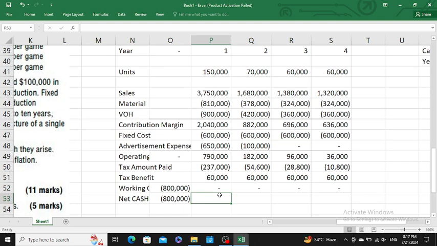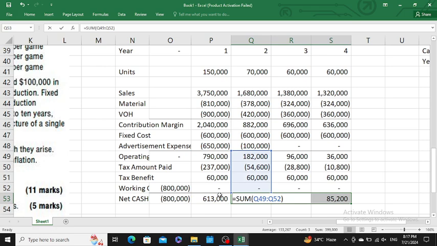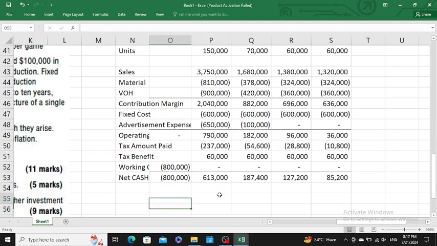Our net cash flows are 8 lakh for the first year, 6 lakh 13,000 for the second, and similarly after adding up all, we would get 187,000 for the second, 127,200 for the third, and 85,200 for the fourth year. Then we would use the discount rate. The discount rate as given in the question is 10%.